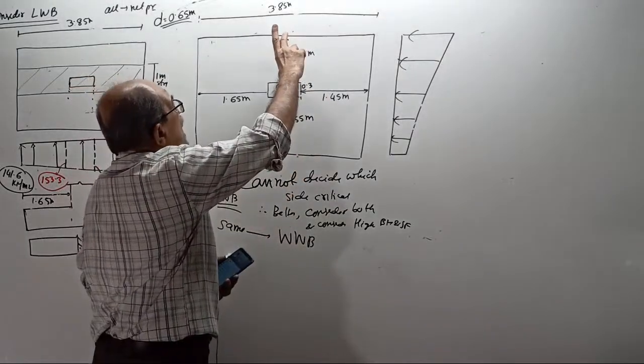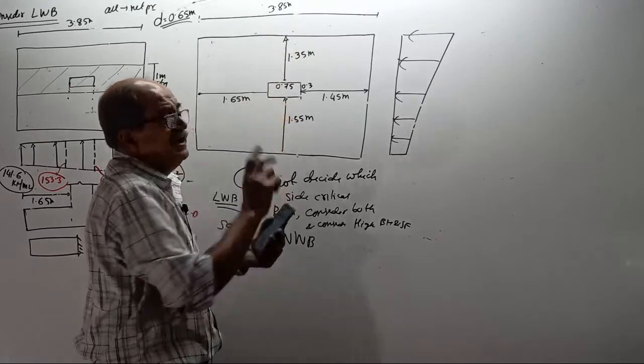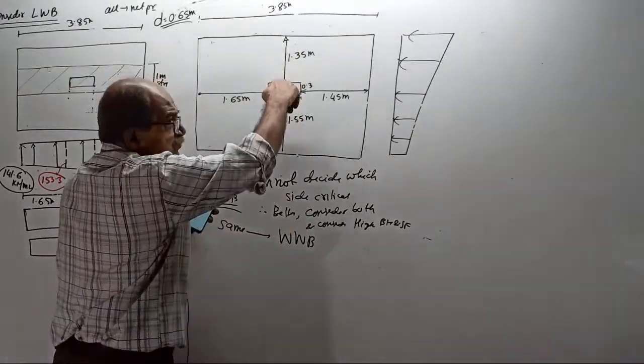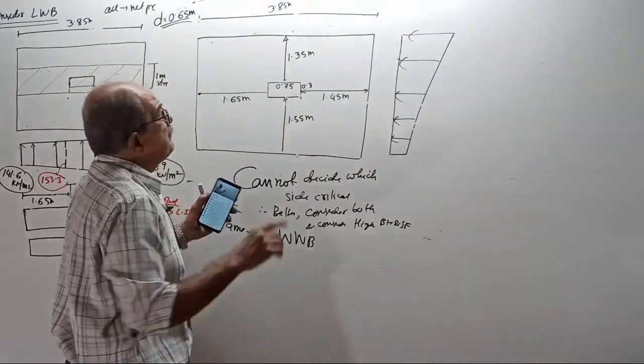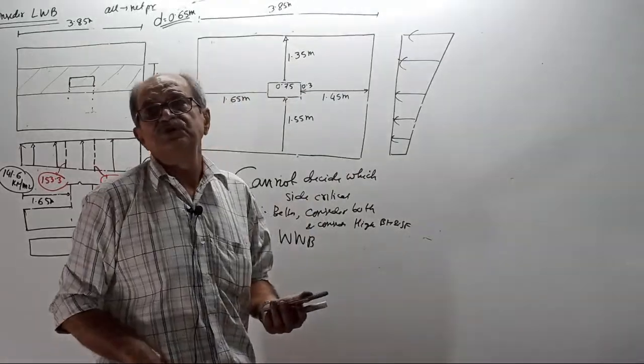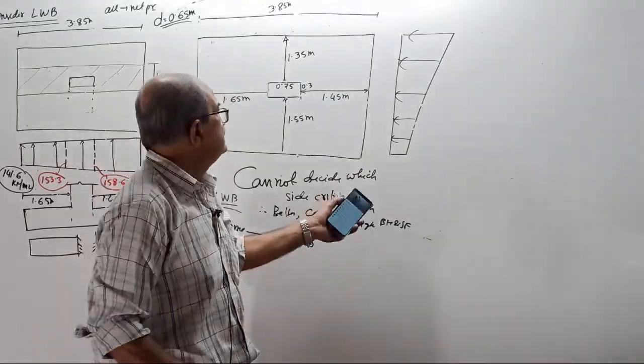This is 1.35 back side, front side 1.55. From projection point of view, front side is critical, but from pressure point of view, back side is critical. Here also the same problem. So you have to consider both.